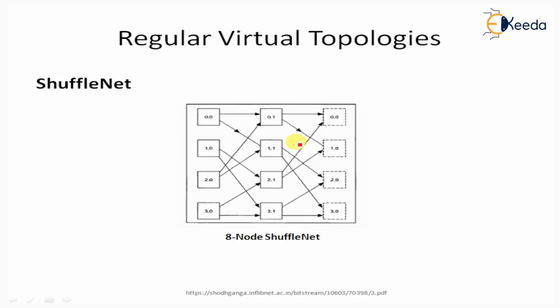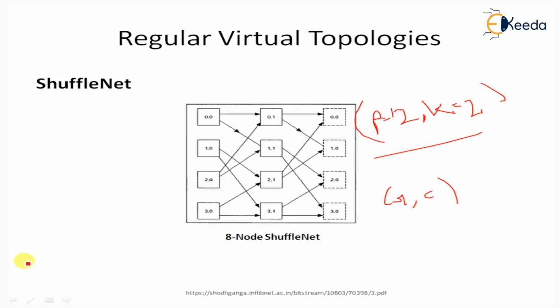In this diagram, an 8 node shufflenet, consider p equal to 2 and k equal to 2. The generalization of this given figure is known as a perfect shuffle. In a general (p,k) shufflenet, consider node (r, c), where r is for the row and c is for the column. This is connected to the following nodes.